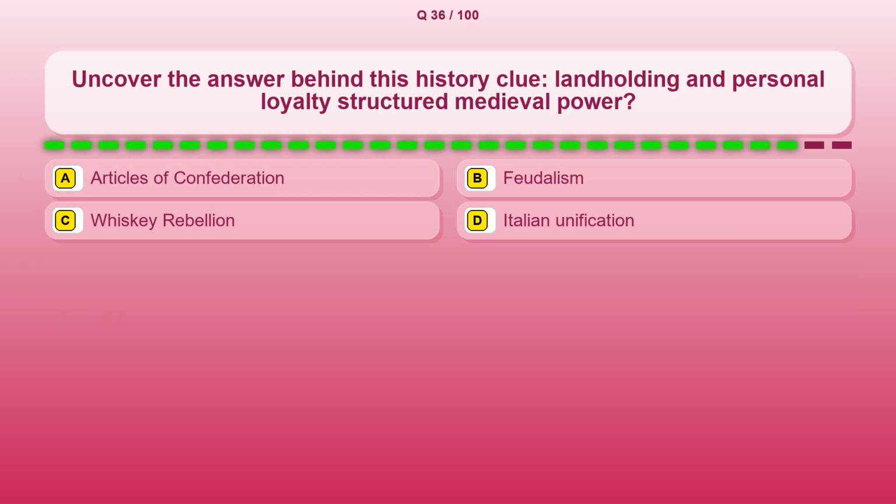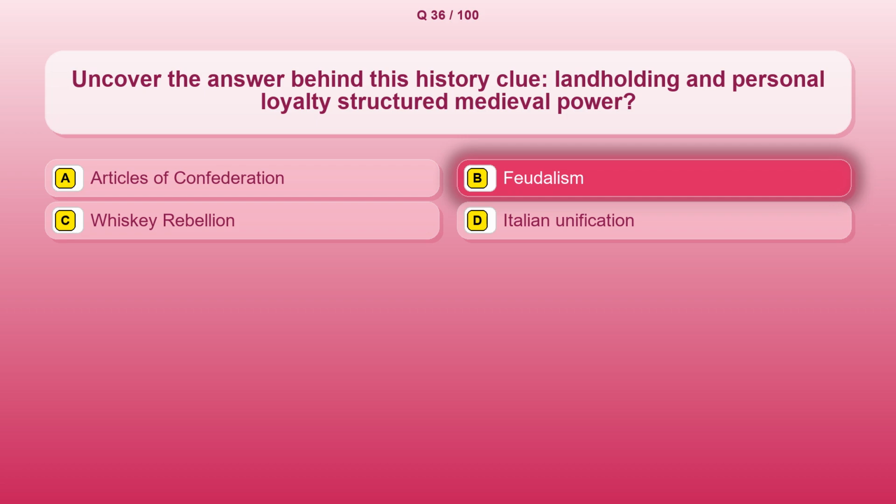Question 36. Uncover the answer behind this history clue. Landholding and personal loyalty structured medieval power. Option A, Articles of Confederation. Option B, feudalism. Option C, Whiskey Rebellion. Option D, Italian unification.